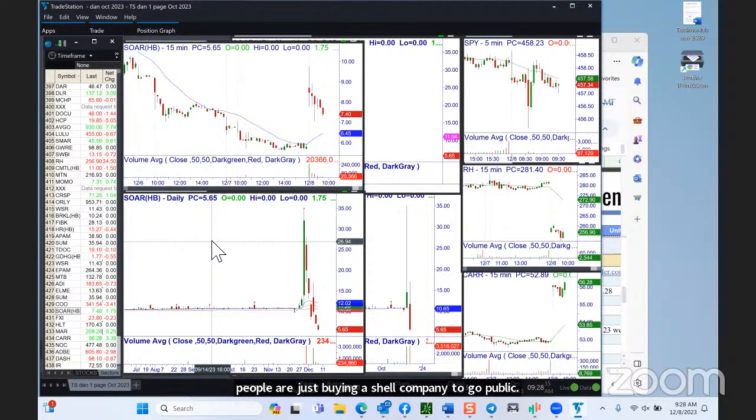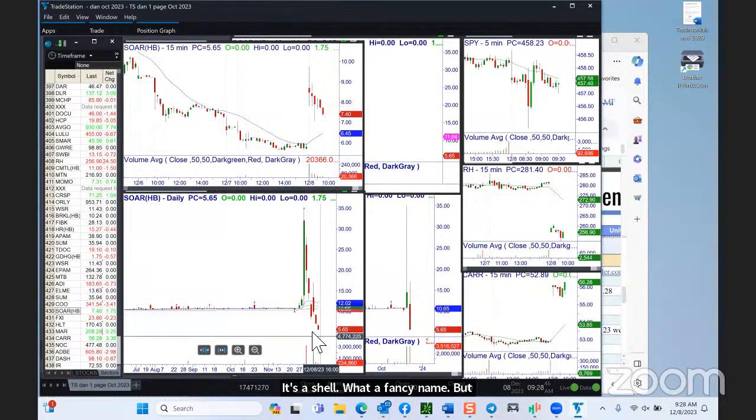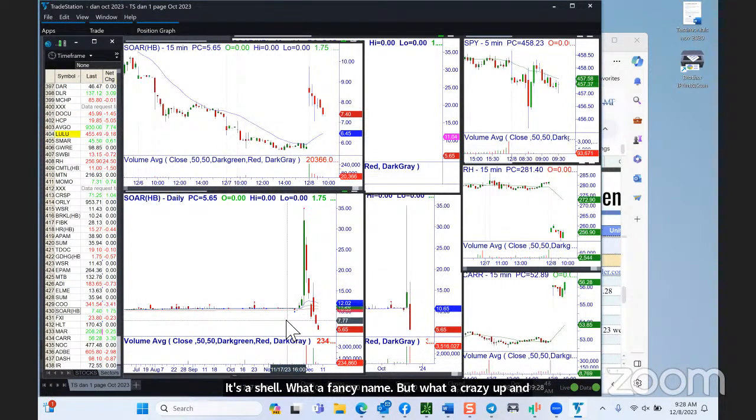Special, what do they call it? Special purpose acquisition company, SPAC. It's a shell with a fancy name. But what a crazy up and down move. Now it's up 740. You might get a day trade if this will stabilize and give you a 15-minute buy setup.